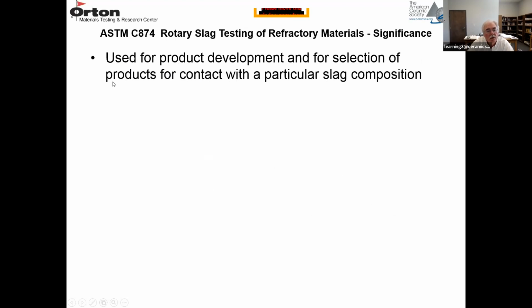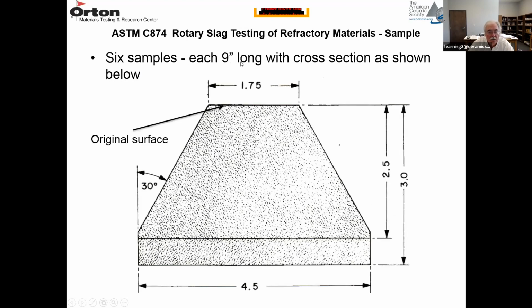So there's 6 samples in this test. Each is 9 inches long. So you basically start out with a 9-inch straight brick, and you cut it so it has a cross section that looks like this. This is your 4.5-inch width of a 9-inch straight, which would have been a rectangle. And this one is 4.5 by 3 inches. So that would have been a cross section. And you cut off the corners like this. This is an original surface. And you have 6 of those, and perpendicular to this slide would be the 9-inch direction.